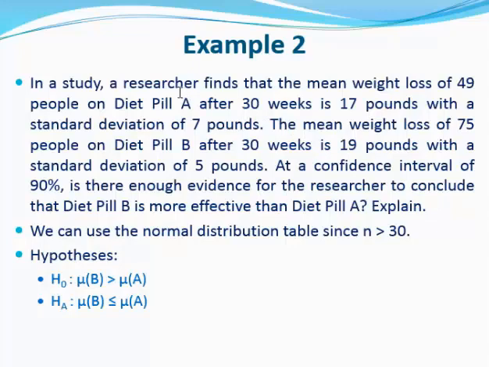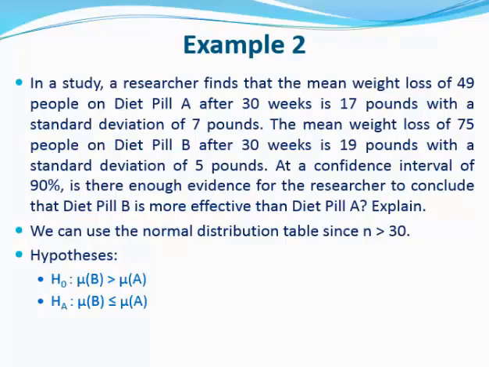In a study, a researcher finds that the mean weight loss of 49 people on diet pill A after 30 weeks is 17 pounds with a standard deviation of 7. The mean weight loss of 75 people on diet pill B after 30 weeks is 19 pounds with a standard deviation of 5. At a confidence interval of 5%, is there enough evidence for the researcher to conclude that B is more effective than A?